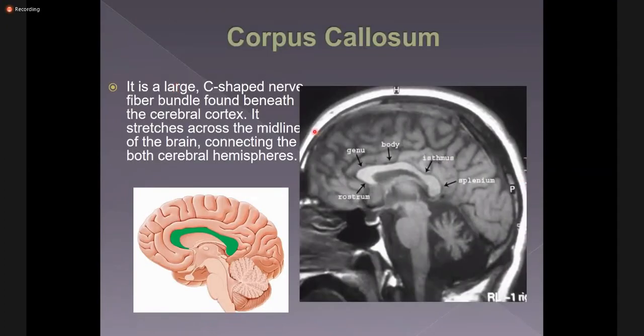So what is the corpus callosum? It is a large C-shaped nerve fiber bundle found beneath the cerebral cortex. It is stretched across the midline of the brain, connecting both cerebral hemispheres. So information goes from here to there, and there are four radiological parts of the corpus callosum: rostrum, genu, body, and splenium.